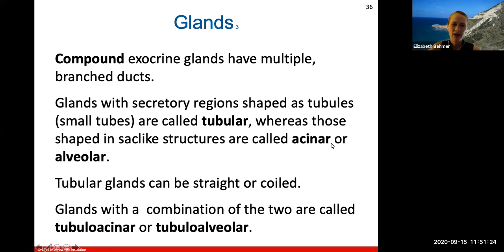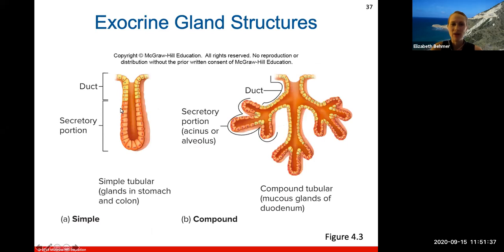And I'll show you a picture of that. Tubular glands will be straight or coiled together, and then glands with a combination of the two will be a tubular acinar or tubulo-alveolar. And let's show a picture of kind of what I'm talking about here.